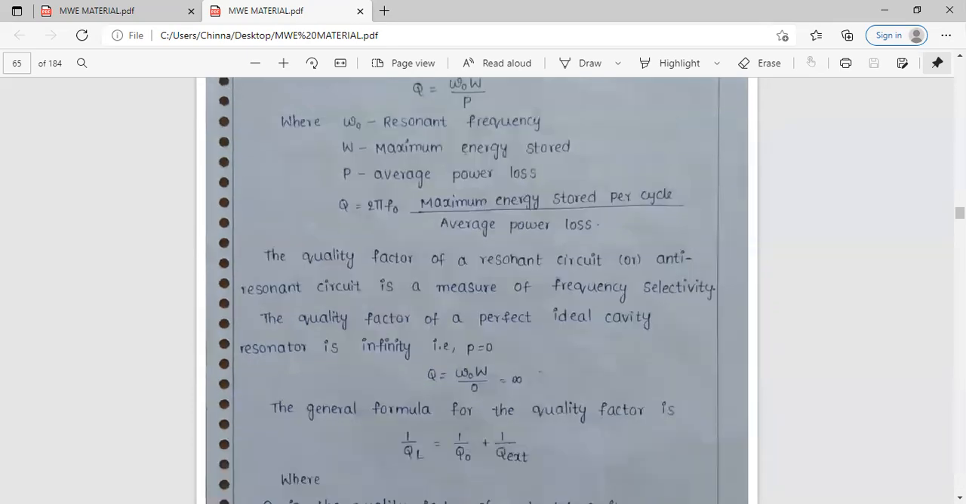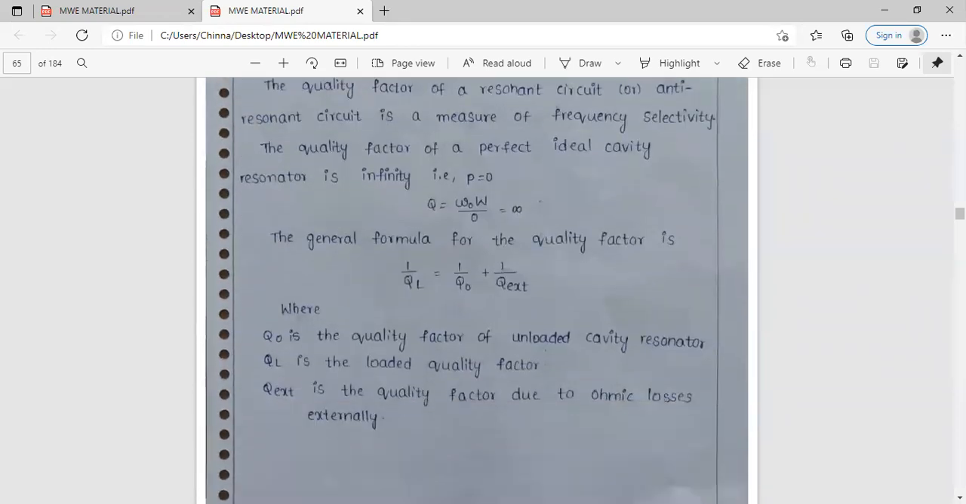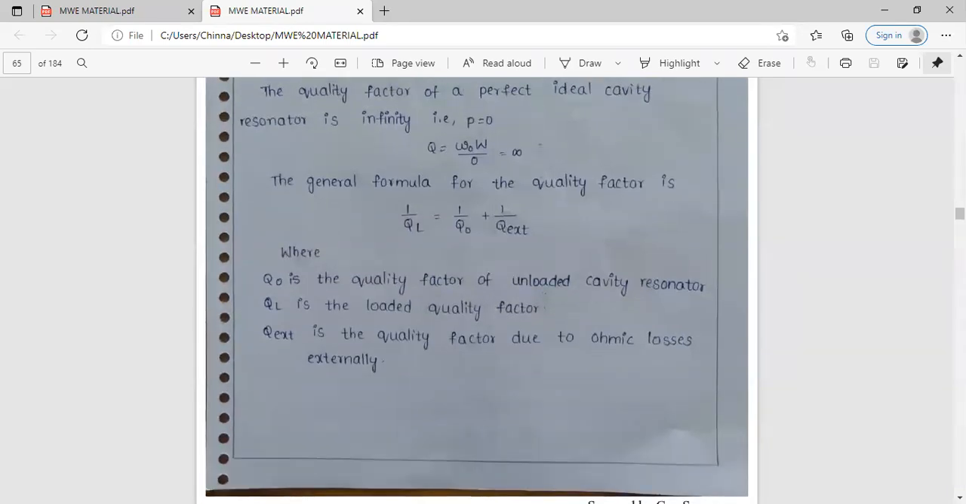So the general formula for quality factor is given as 1 by QL is equal to 1 by Q naught plus 1 by Q external. So మనకి quality factor లో general formula వచ్చేసరికి ఈ ఫార్ములాని ఎక్కువగా యూజ్ చేస్తాం. 1 by QL is equal to 1 by Q naught plus 1 by Q external. So where Q naught is the quality factor of the unloaded cavity resonator, and QL is the loaded quality factor, and Q external is the quality factor due to the ohmic losses externally. So that is the quality factor representation.